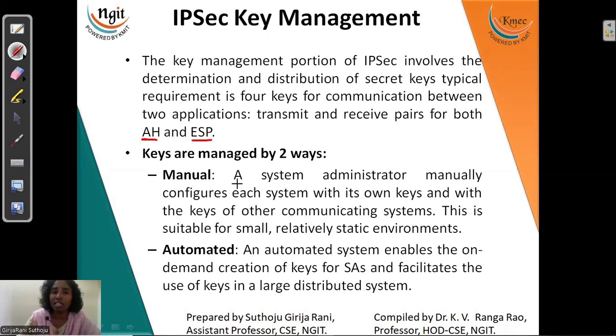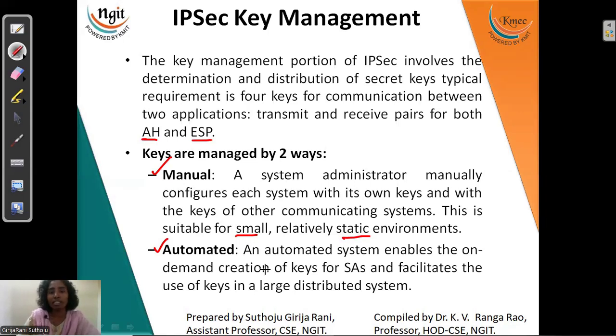Here we can do key management in two types. One is manual, the other is automated. Coming to manual, as a user we can generate our own keys with a few applications, whatever we have till now, and also we can communicate directly. This is possible for static types of environments and very small environments.